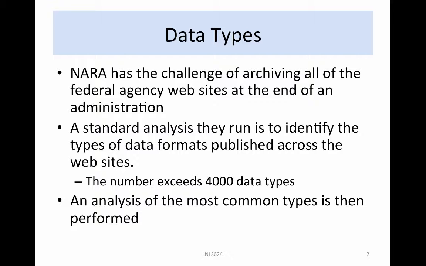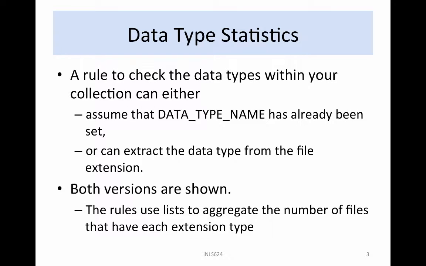Which data types are present within your collection? What are the most common data types? A rule to check the data types within your collection can either assume that the data type name has already been set, or can extract the data type from the file extension. Two rules have been developed that illustrate both approaches. The rules use lists to aggregate the number of files that have each data type.